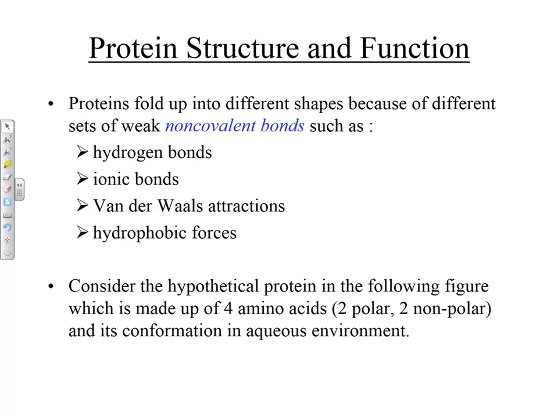Then you could have ionic bonds, depending on whether in the protein there is some other molecule with some other charge. Then you could have van der Waals attractions. This refers to the fact that if you have two atoms and you bring them too close to each other, they will repel. If they're too far away, they'll attract. So they have to be a certain distance apart in order to maintain equilibrium.